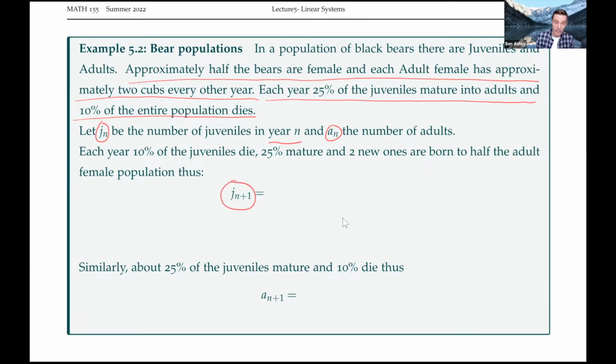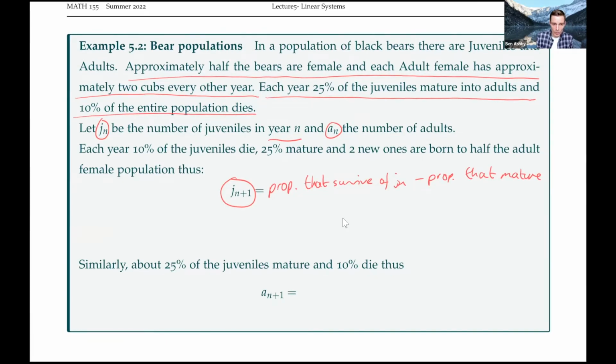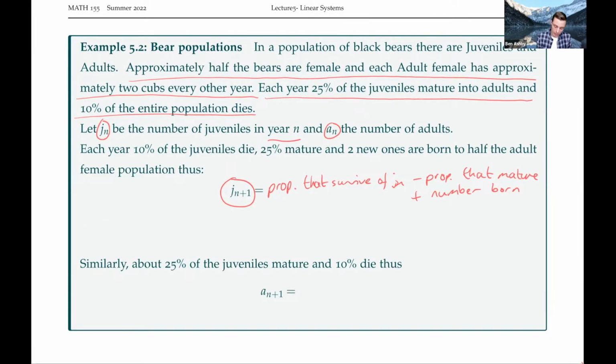So J at the time point n plus 1, year n plus 1, is going to equal, well, first of all, we're going to have the proportion that survive of Jn, and we're going to have to subtract the proportion that mature, and then to this we're going to add the number that are born. So what does that look like?